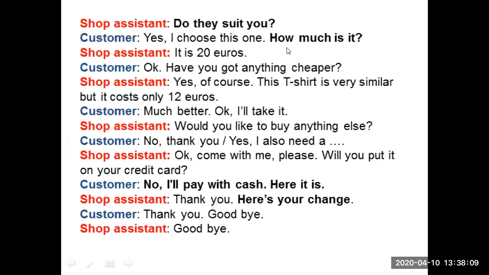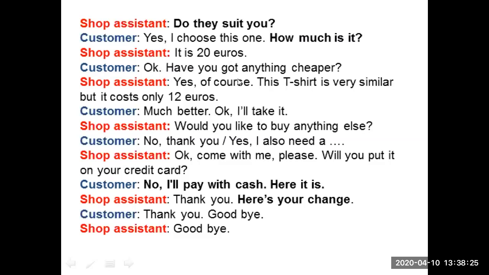How much is it? Because it's singular. It's 20 euros. Euros, like dollars. Dollar for America, euros for Europe.